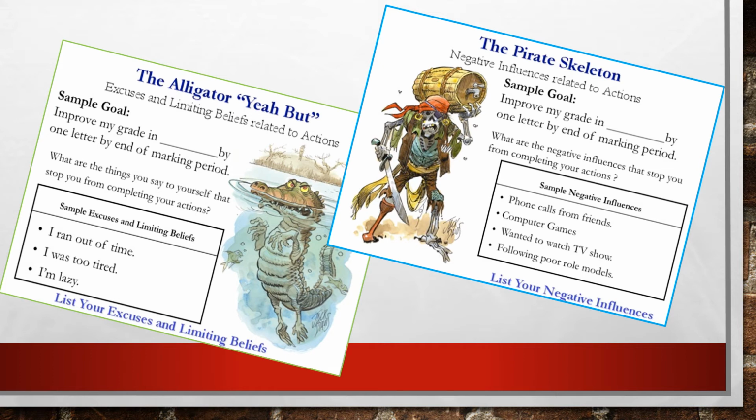Your pirate skeletons, or the negative influences in your life: phone calls from friends, computer games, watching TV shows, the same things that we've discussed over and over again. Once again, the actions that you prepare for each objective should overcome these. That's why it's so important to point these out so that you know how to overcome them and what you need to overcome.